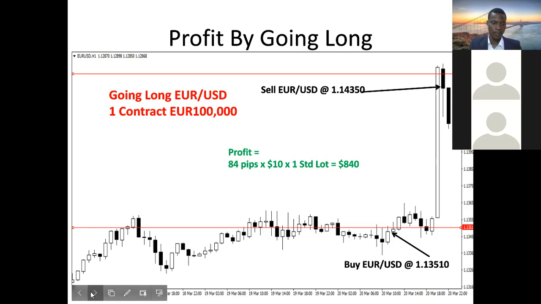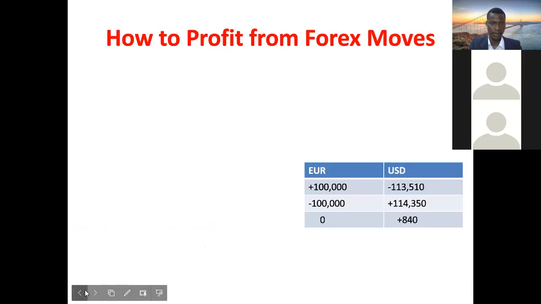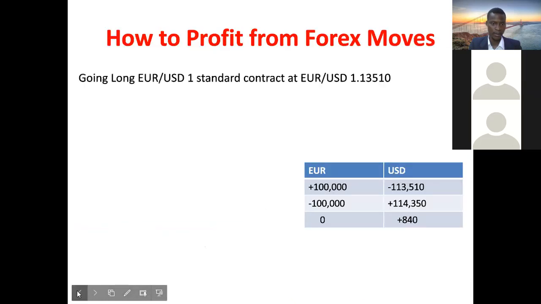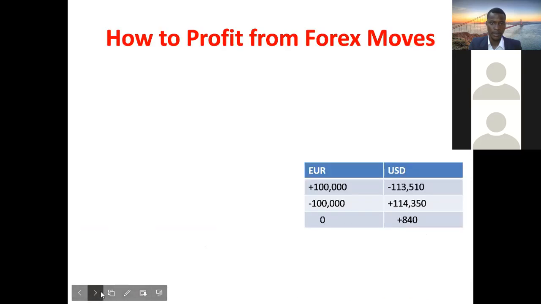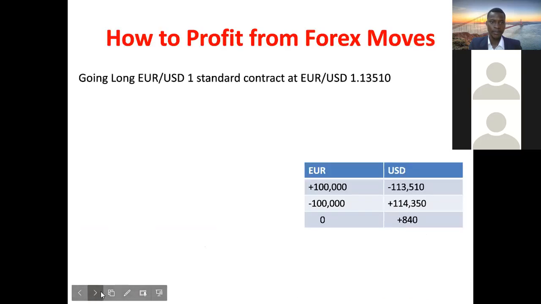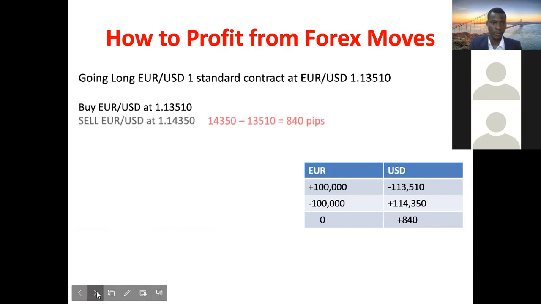Okay, so let's move on to the example for a sell. That's a short. Sorry, this was for a buy. This is how to profit from a move. This is just another example. Maybe I should just use it to explain again so that we get what we mean.